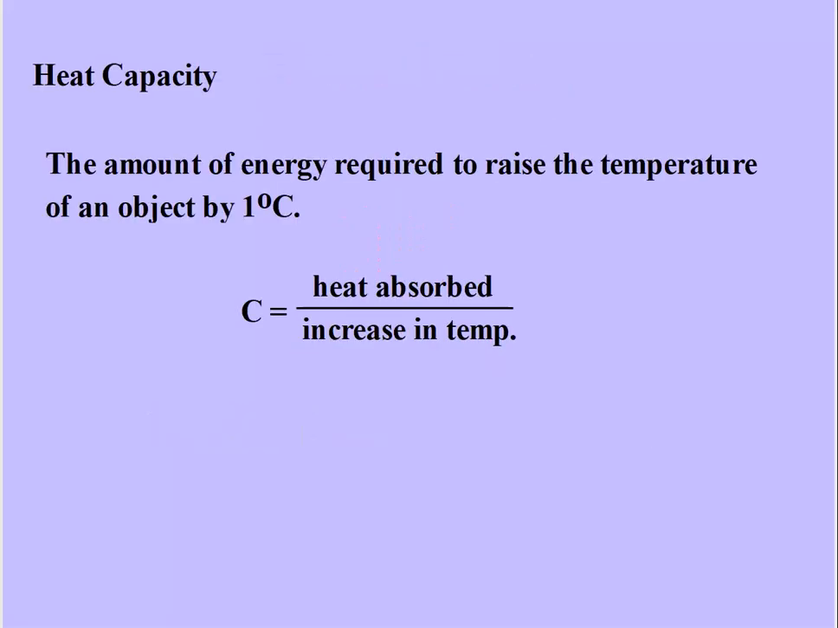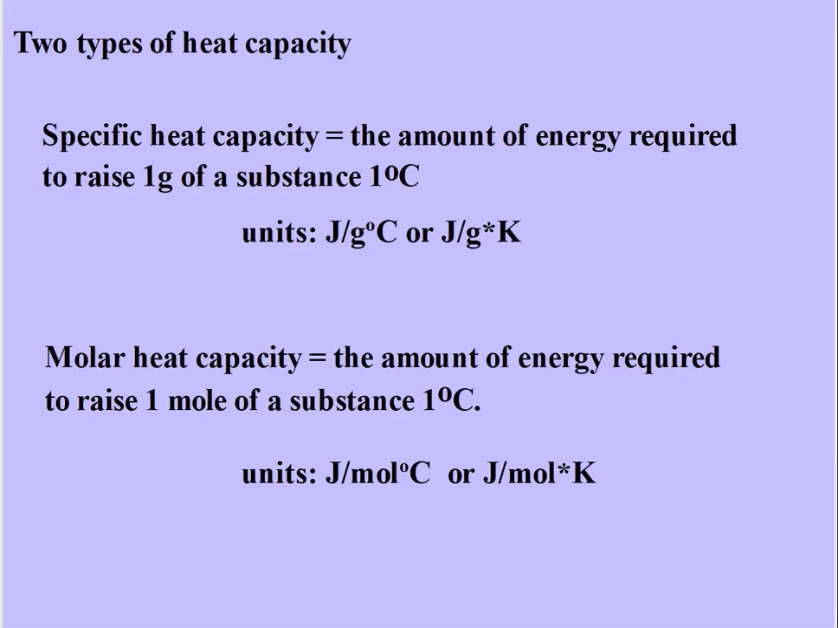Heat capacity is the amount of energy required to raise the temperature of an object by 1 degree Celsius. So it's the heat absorbed over the increase in temperature. We have two types of heat capacity that we'll be talking about: specific heat and molar heat capacity.